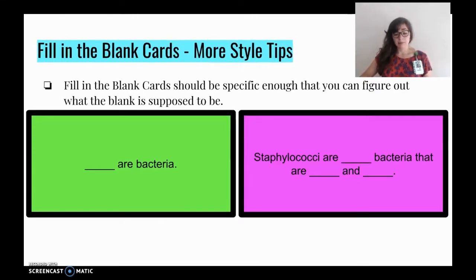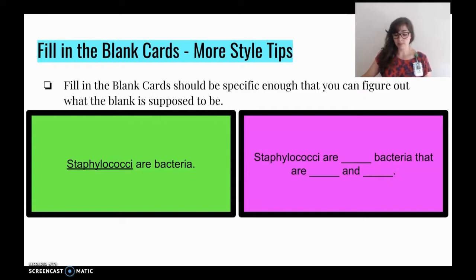The second rule of thumb, fill in the blank cards need to be specific enough that you can figure out what the blank is supposed to say. So this green one here, blank are bacteria. That doesn't work because there's like a zillion things that are bacteria and that are not Staphylococci. So more details are necessary in order for it to be clear that this card is talking about Staphylococci. We just don't have enough information. It's way, way, way too broad.